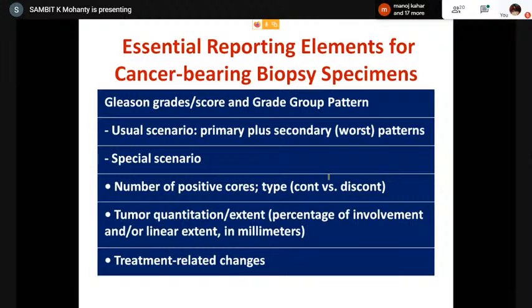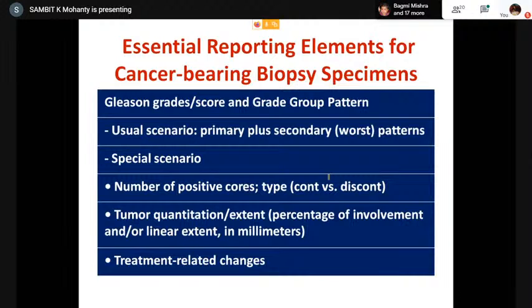So it's the predominant plus bad or worse pattern. Then you write the number of cores positive. It is continuous involvement versus discontinuous involvement. That is important. Then you write if there are any treatment related changes. You have seminal vesicle present or not, then you have to mention that and look at the muscle of seminal vesicle in that biopsy, whether it is infiltrated or not.